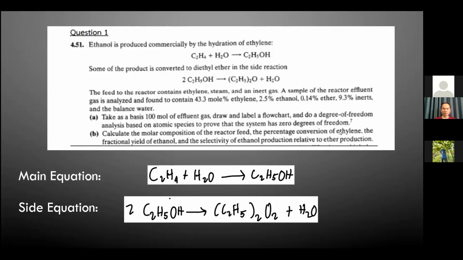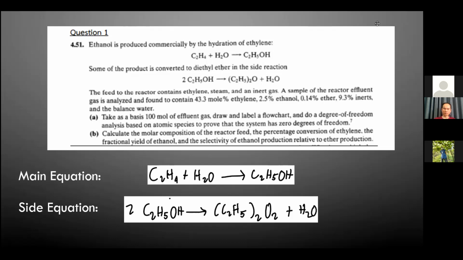So the feed to the reactor contains ethylene, steam, and an inert gas. A sample of the reactor effluent gas is analyzed and found to contain 43.3 mole percent ethylene, 2.5% ethanol, 0.14% ether, 9.3% inerts, and the balance water.